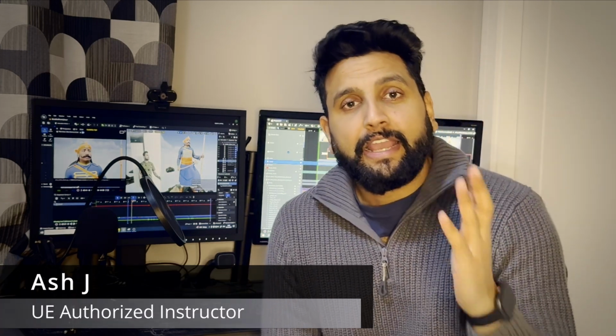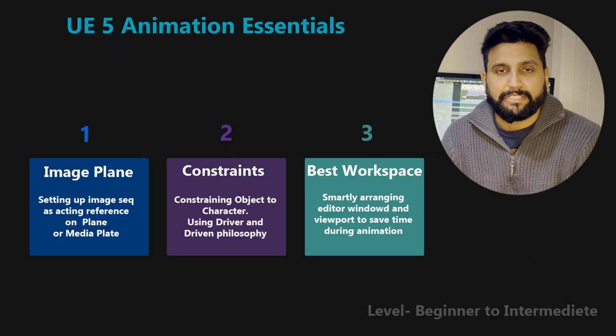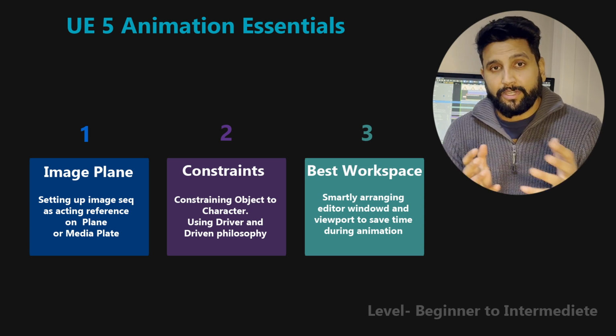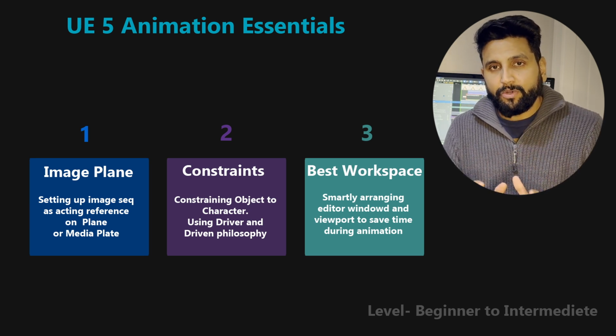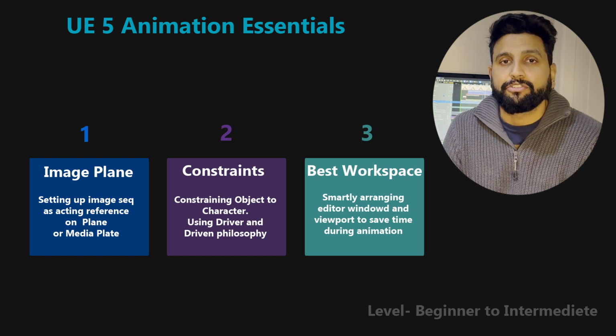Hello everyone. In this tutorial today, we are going to talk about three key things that every animator must do before starting animation in Unreal Engine. The very first one is setting up an image plane. Secondly, we are going to constrain an object to a character. The third one is a workspace, a mode, and the arrangement of the windows for an efficient animation. I'll explain why it's needed and how it increases your productivity and creativity.